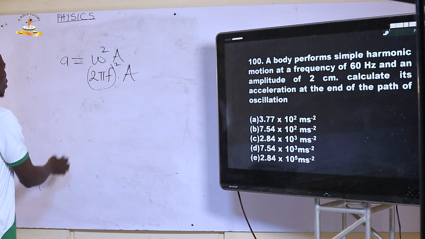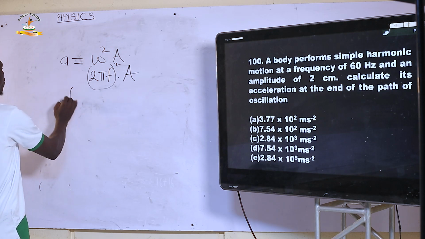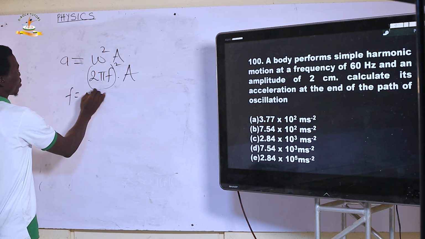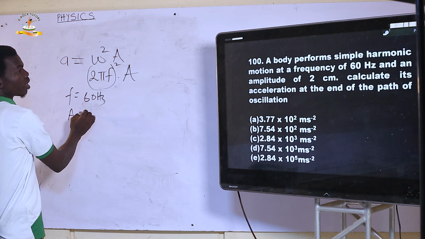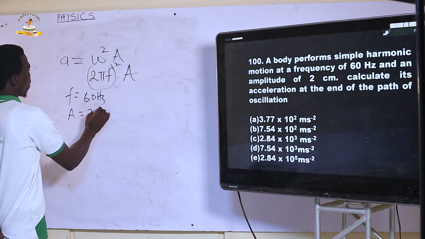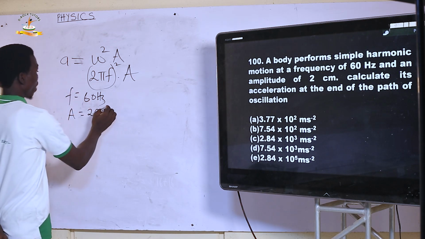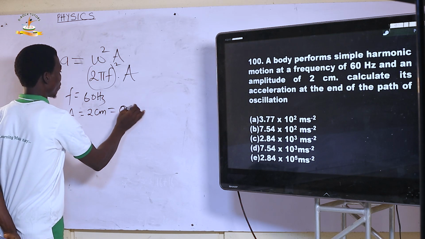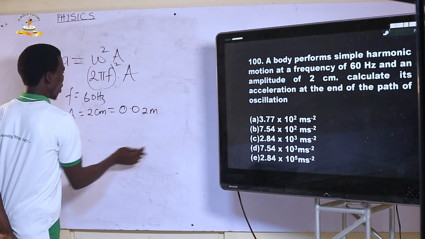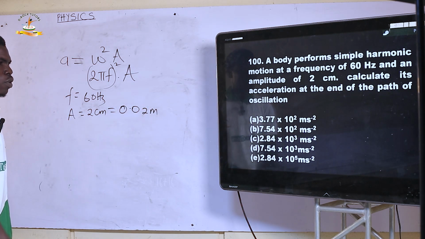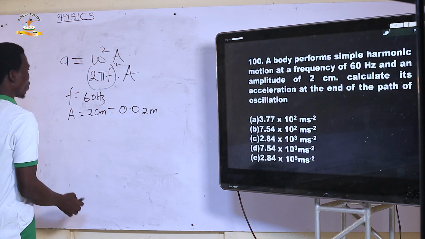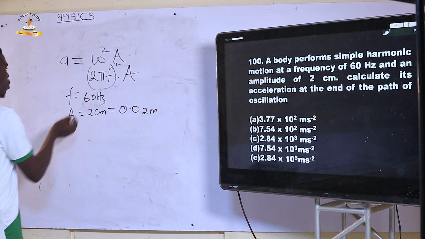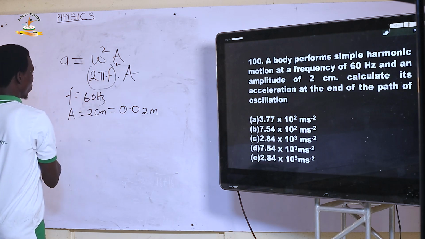We're given frequency f equals 60 Hz and amplitude capital A equals 2 centimeters. However, we cannot use 2 centimeters, we have to convert to meters. This becomes 0.02 meter. We divide centimeter by 100 to convert to meter. Calculate its acceleration at the end of the oscillation. Don't forget that we only need frequency and amplitude to get acceleration.